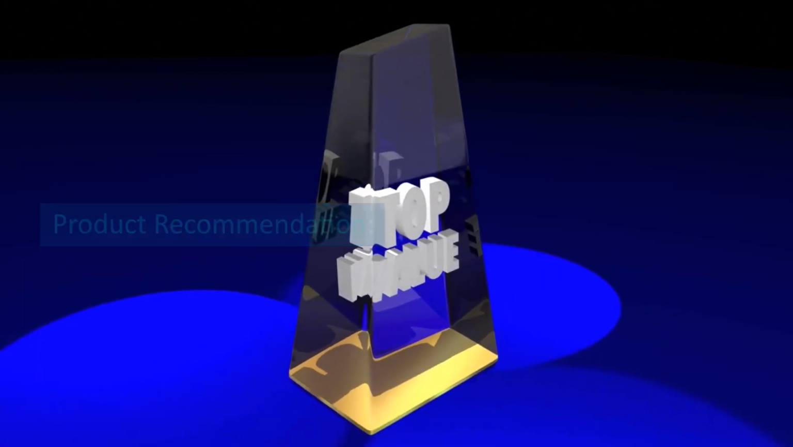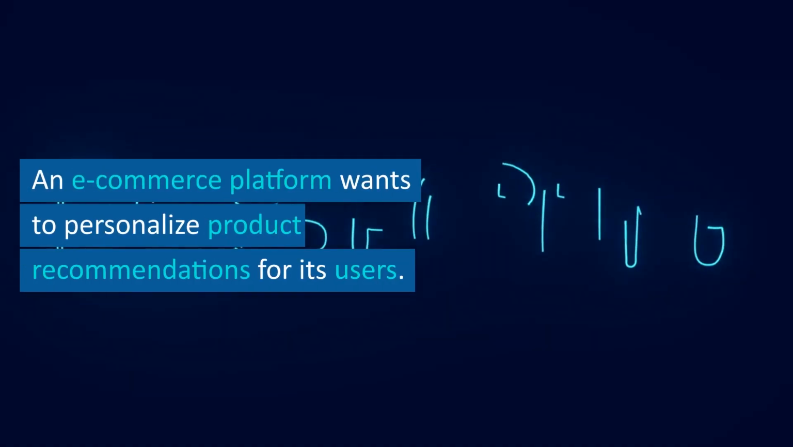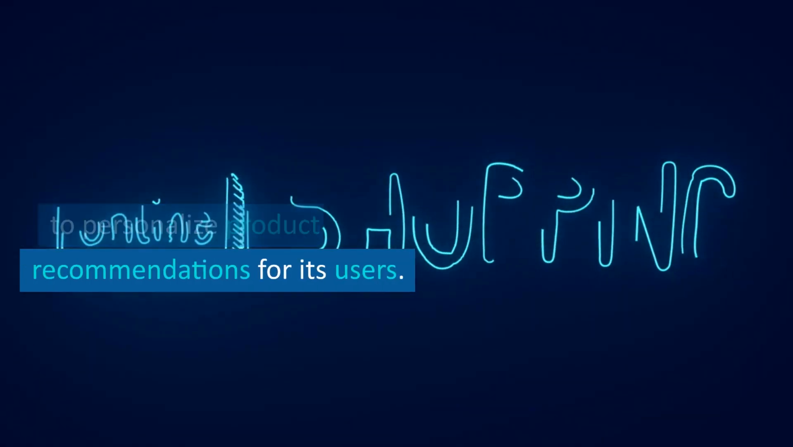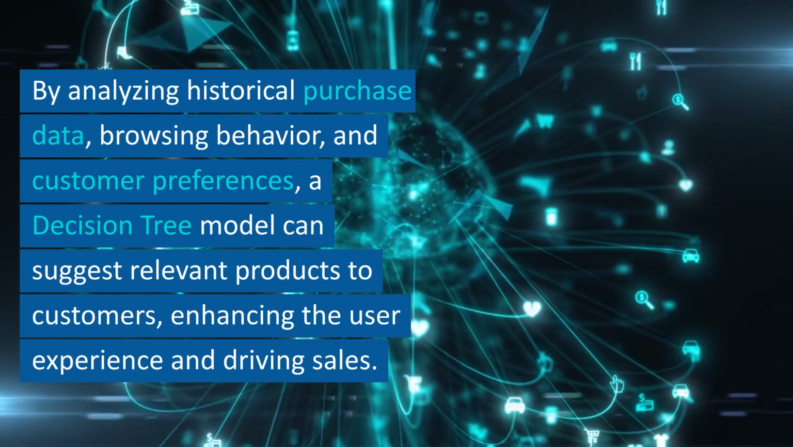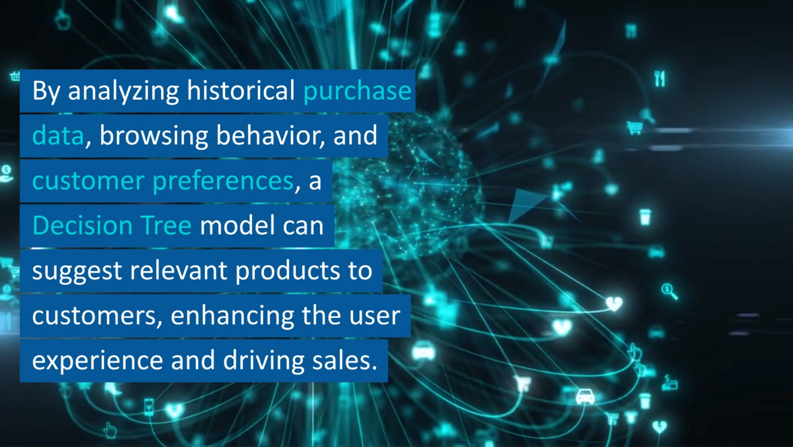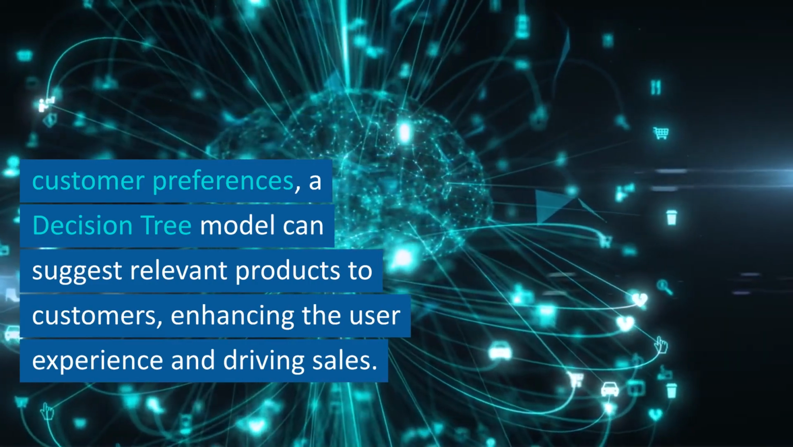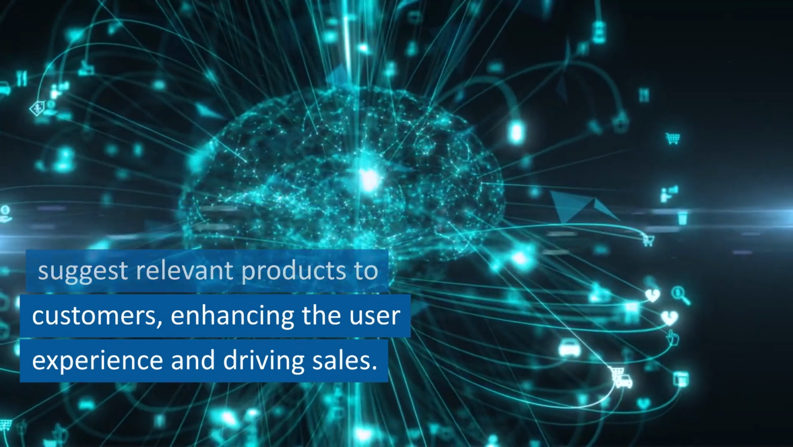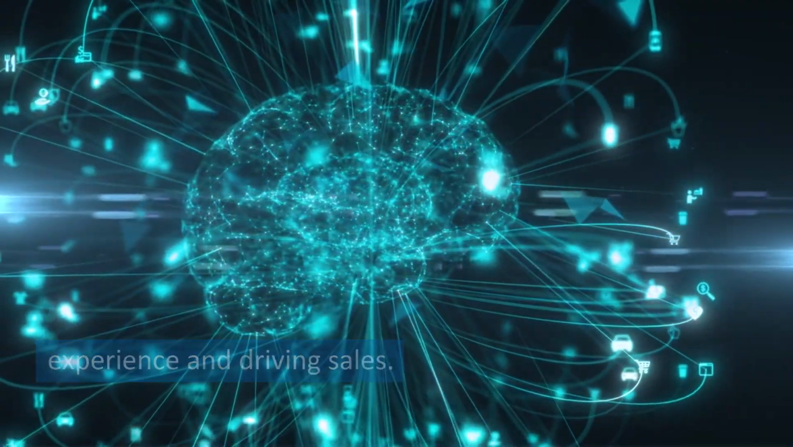Product recommendation. An e-commerce platform wants to personalize product recommendations for its users. By analyzing historical purchase data, browsing behavior, and customer preferences, a decision tree model can suggest relevant products to customers, enhancing the user experience and driving sales.